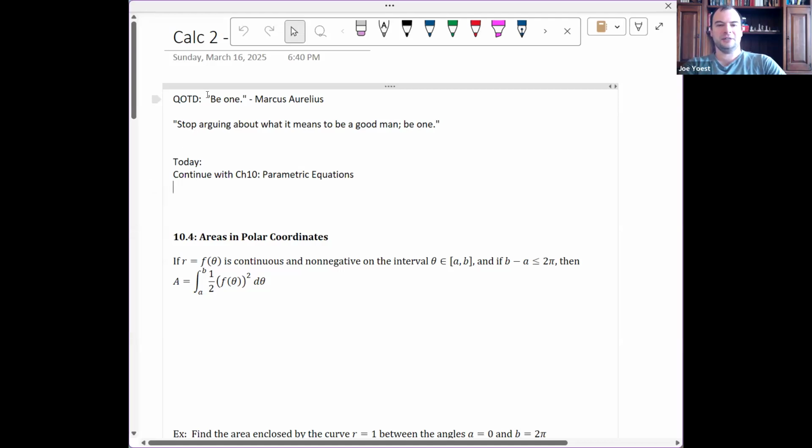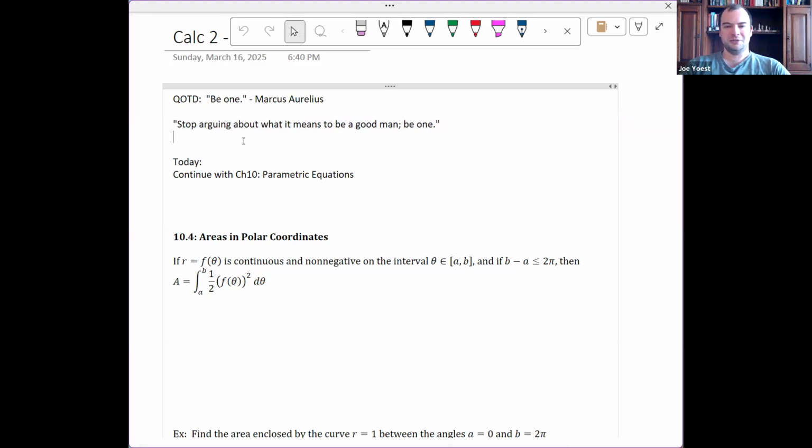And the quote of the day today is from the Stoic philosopher, the Roman Emperor Marcus Aurelius, and it's often just quoted as B1, and it comes from this line from his Meditations. One translation is "Stop arguing about what it means to be a good man, be one." Or in other words, it's kind of comfortable to sit here and debate philosophy, but actually going out into the world and bringing that to life in a sense is really where it's at.